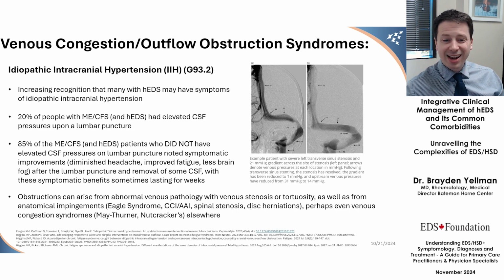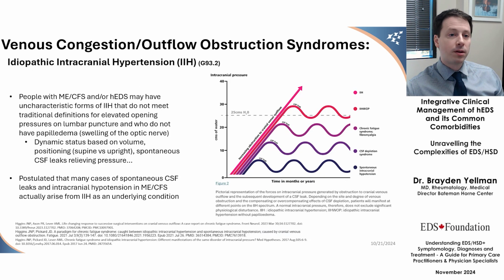Obstructions that cause this can arise from abnormal venous pathology with venous stenosis or tortuosity, as well as from anatomical impingements. We talked a little about Ehlers-Danlos syndrome, CCI, spinal stenosis, disc herniations, perhaps even venous congestion syndromes, right? May-Thurners or nutcrackers in the abdomen or pelvis may actually be contributing to some venous retention in the skull.